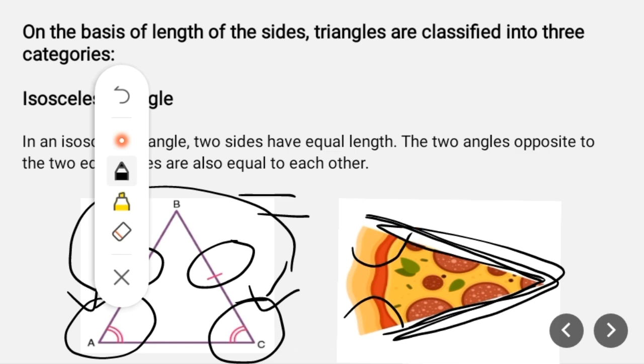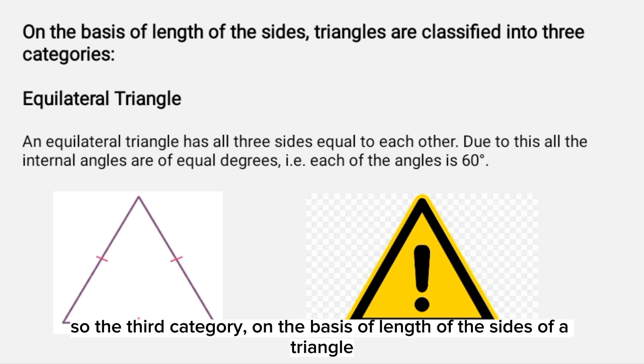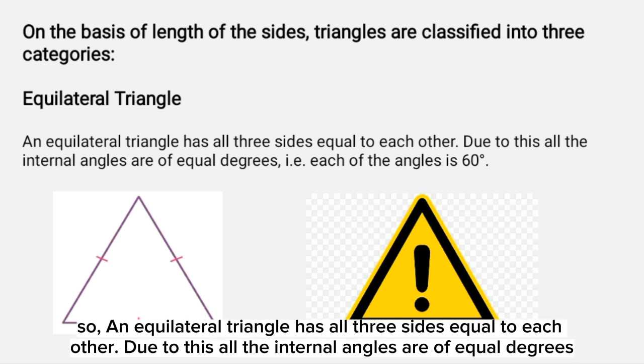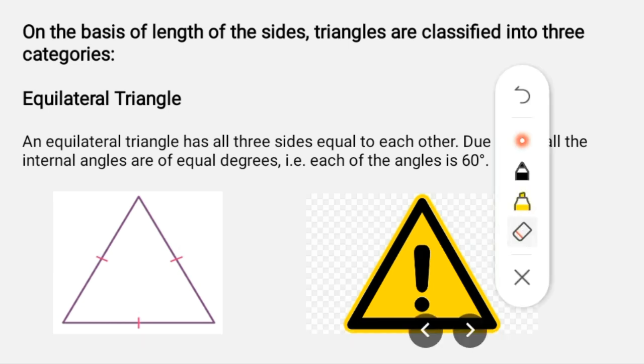All right. So the third category on the basis of length of the sides of a triangle is the equilateral triangle. An equilateral triangle has all three sides equal to each other. Due to this, all the internal angles are of equal degrees. For example, each of the angles is 60 degrees.